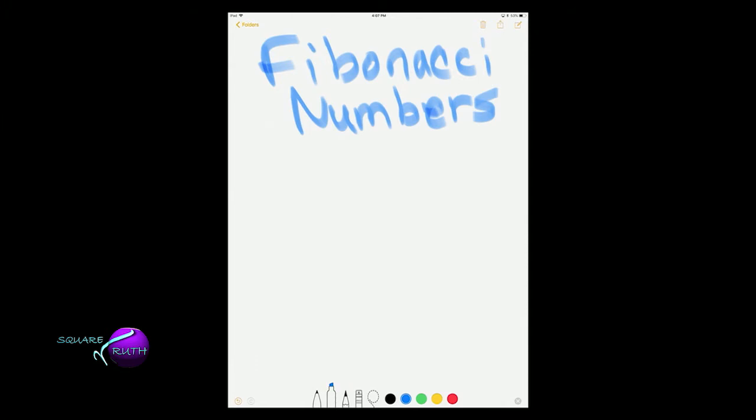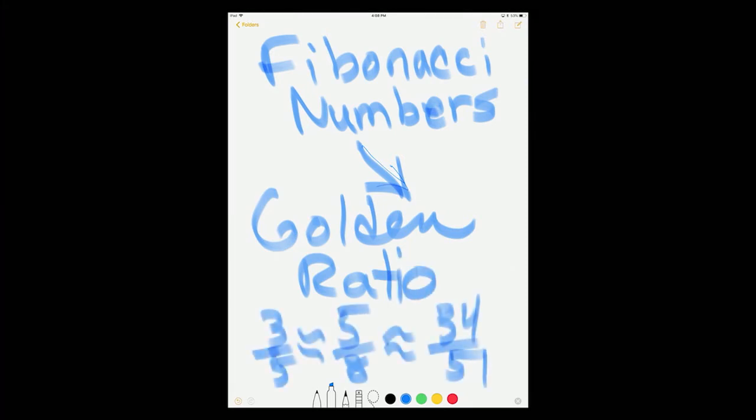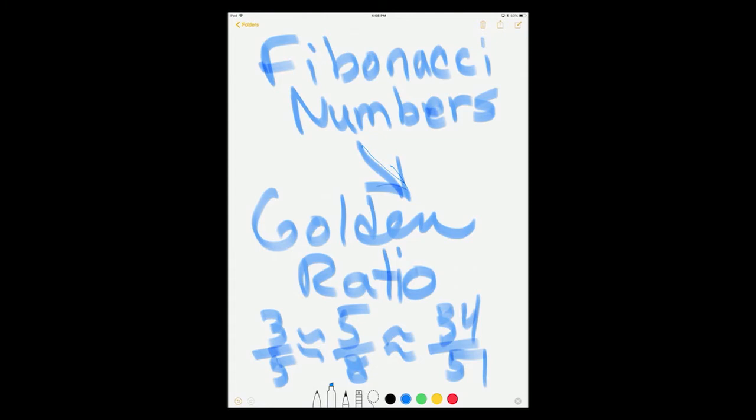Fibonacci numbers give you the golden ratio. If you put 3 over 5, it's about the same as 5 over 8. It's about the same as 34 to 51. These numbers are in the list of the Fibonacci numbers, and the golden ratio relates to so much in the real world. Okay, let me show you some of the things that the golden ratio relates to.